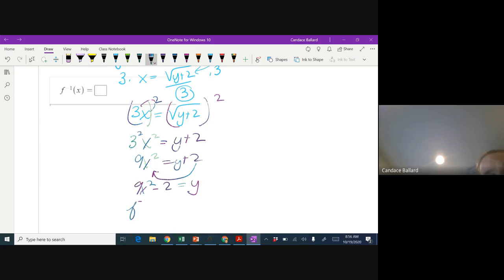And then we want to write it in fancy inverse notation. So f inverse is the same as y, 9x squared minus 2. Give you a minute to catch up.